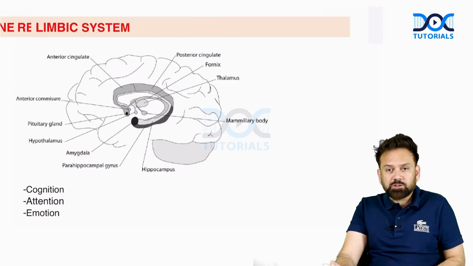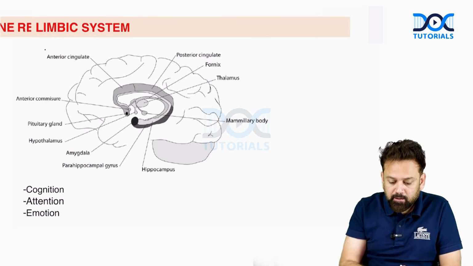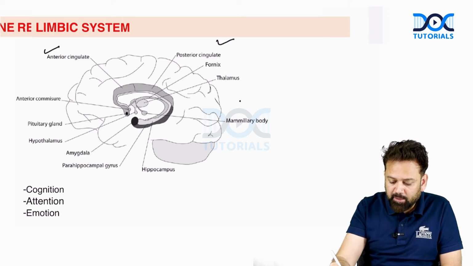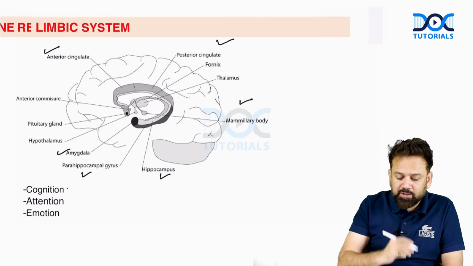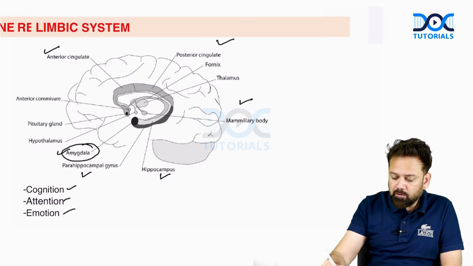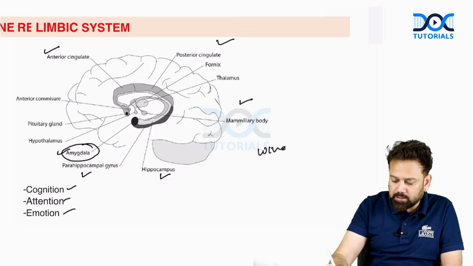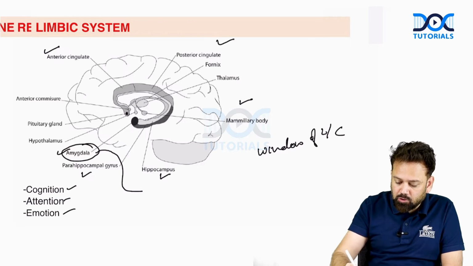Okay. Limbic system, the word limbic is from circle. It is a ring. Like anterior cingulate is involved, posterior cingulate, mammillary body, hippocampus, amygdala, parahippocampal. These all are part of limbic cortex. They are for cognition, attention, and emotion. Amygdala is called the window of limbic cortex, and lesion of amygdala will cause Kluver-Bucy syndrome.